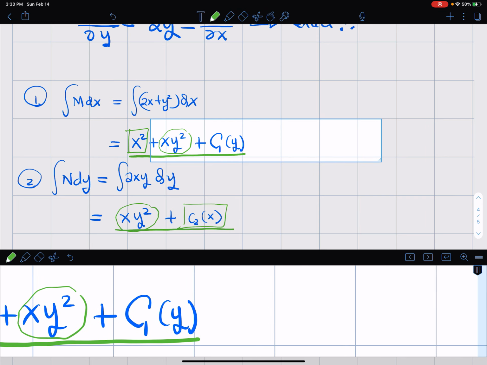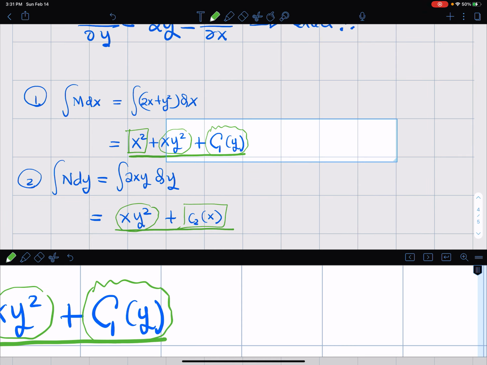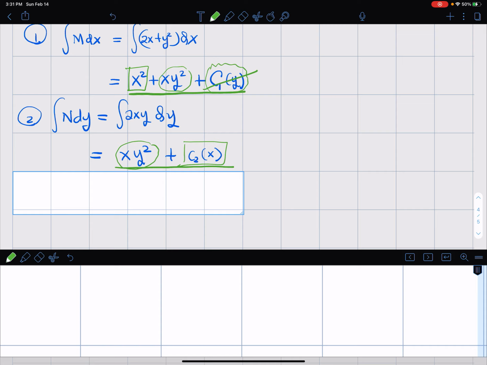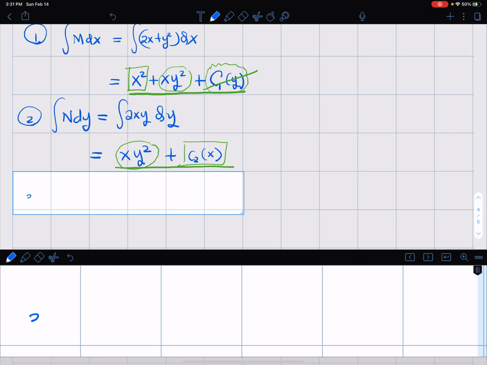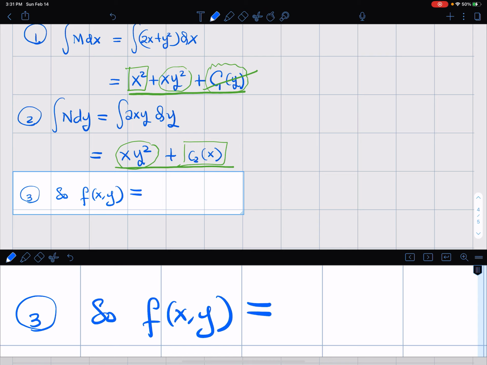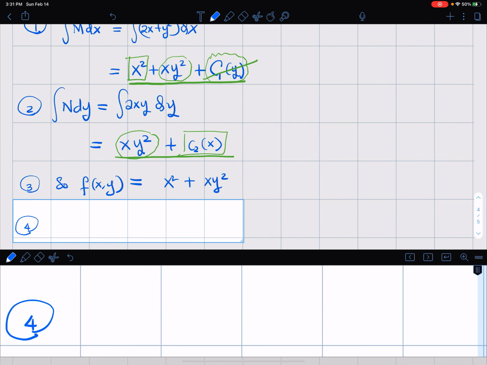Now, c1 of y, a function of y, totally a function of y, is not found anywhere here, right? So we just go ahead and say, oh, this must not exist. Therefore, we can now conclude that our function, let's call it f of x,y, is equal to x squared plus xy squared, right? And the fourth step, the redundant step, is a solution.